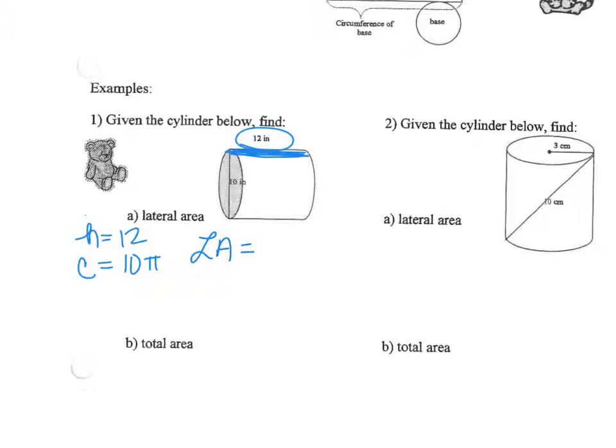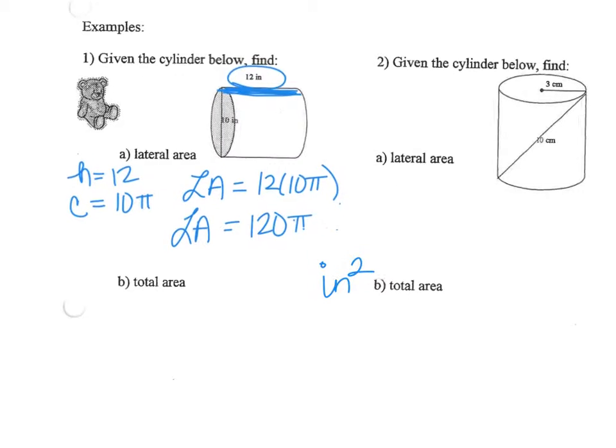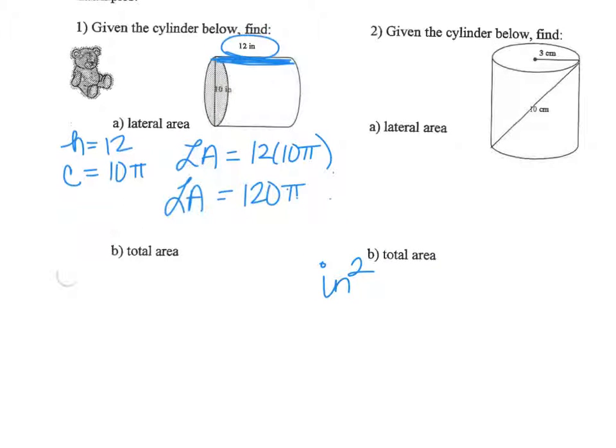Circumference of the circle times the height of the cylinder. So we have 12 times 10 pi, which equals 120 pi inches squared. The total area, we would have to add the lateral area to the area of the two bases.